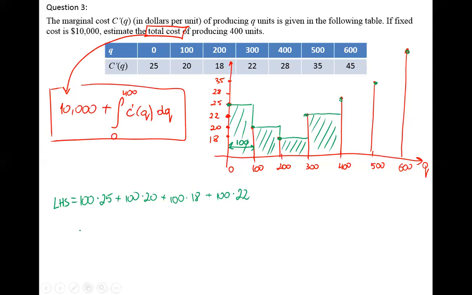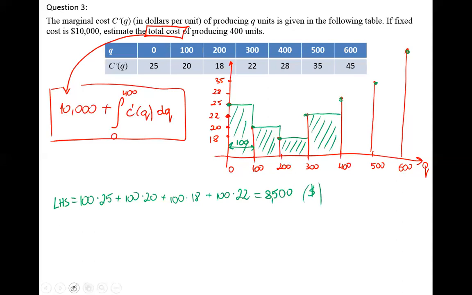Okay, so now I have to add all of them. 25, 20, 18, and 22. 18 and 22 is 40, 40 and 45, 85. That means we do have 85 and 2 zeros, because it's times 100. Okay, 8,500. And of course it's everything in dollars because that's the total change in my cost. And that means that's the dollars.